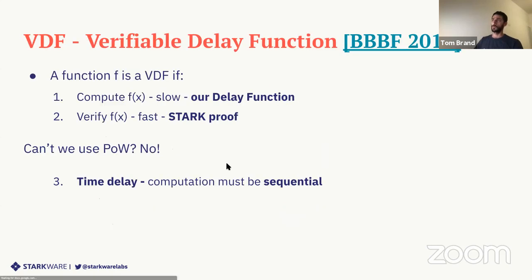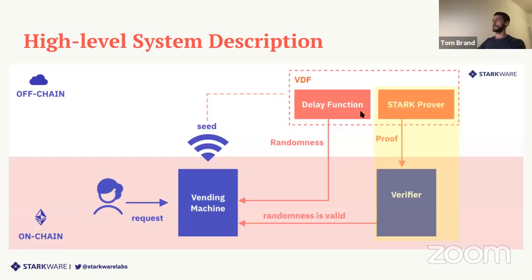Okay, so we explained what the delay function is and what the proof is. How is it related to the construction of VDF itself? So the delay function gives us the slow side of computation, and the Stark proof allows us to verify it in a fast way, because as we've said, the verification is exponentially faster than the computation. Okay, so now we have our construction of a VDF using a delay function and Starks.